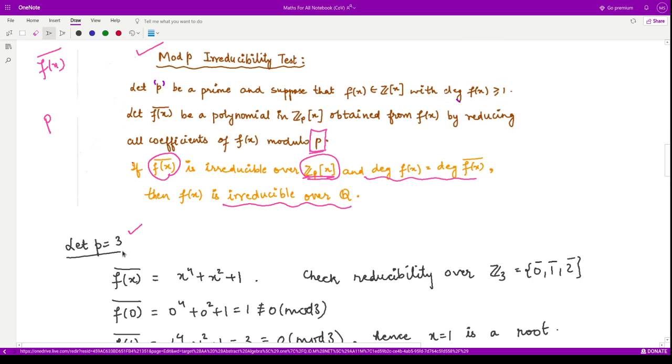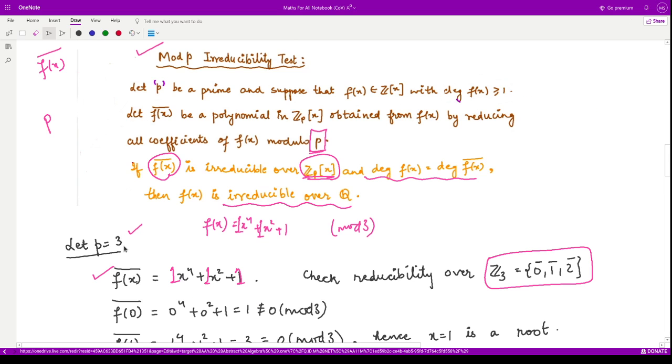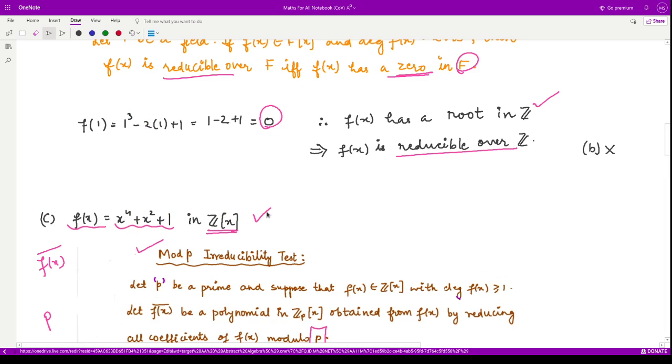Initially, let us take p equal to 3. Let us see what happens. The original polynomial f(x) was x raised to power 4 plus x square plus 1. Now the reduced polynomial mod 3: when you divide each 1 by 3, you'll get the remainder as 1. Therefore, this is the reduced polynomial. And we need to check whether this is irreducible over Z3 or not. If it is irreducible over Z3, we would have found our p, and then we can say that the original polynomial is irreducible. If not, we'll have to look for another p.